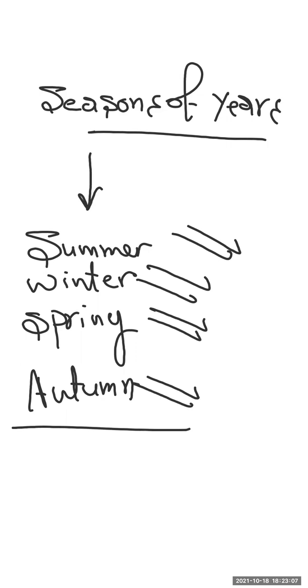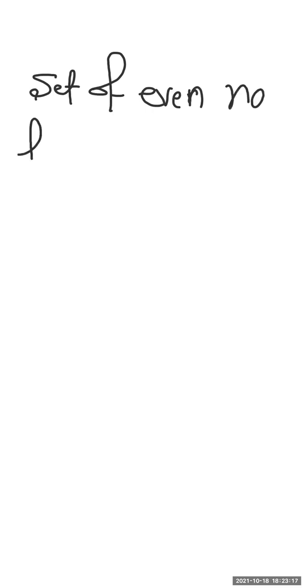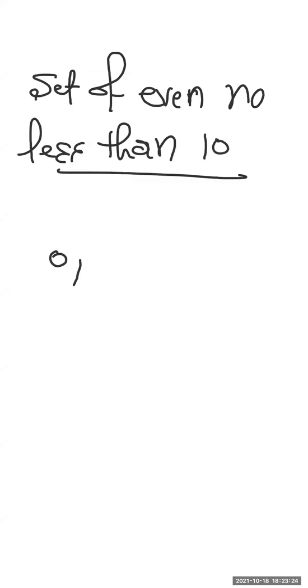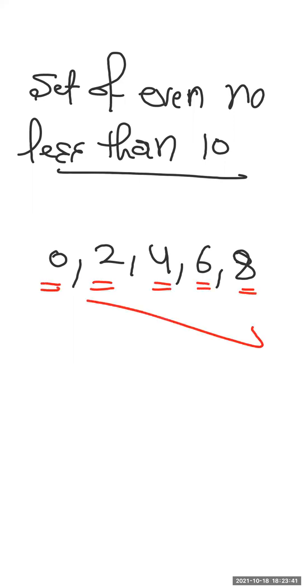Okay, one more question. Set of even numbers less than 10. So in this case, it's 0 and 2 and 4 and 6 and 8 only, because here it's less than 10. So only 0, 2, 4, 6, 8. So the elements are this one: 0 and 2 and 4 and 6 and 8.